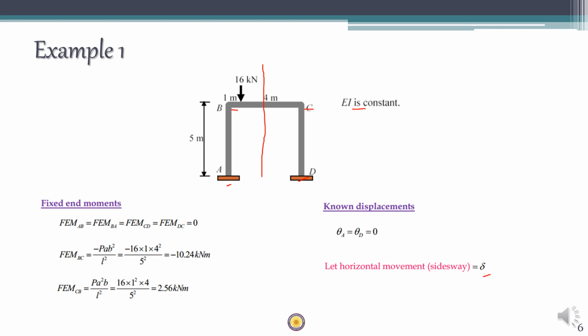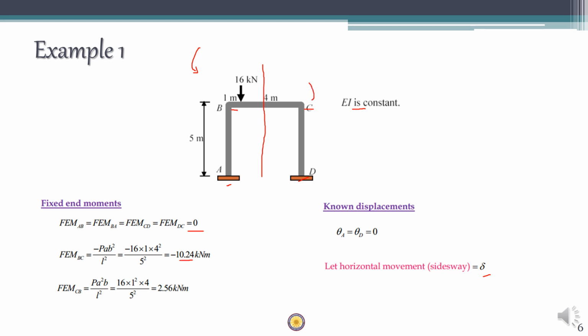MAB and MCD is subjected to no loading, which means that FEM AB, FEM BA, FEM CD and FEM DC is equal to 0. Okay, FEM BC will be PAB square by L square, which is something like this. We have to use reactive, anticlockwise moments are negative. So here we have an anticlockwise moment which is reactive, which means that it is minus 10.24, and FEM CD will be something like this.